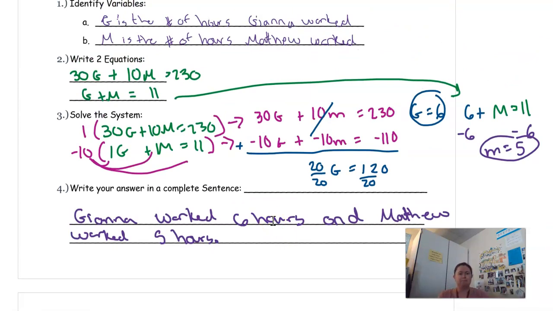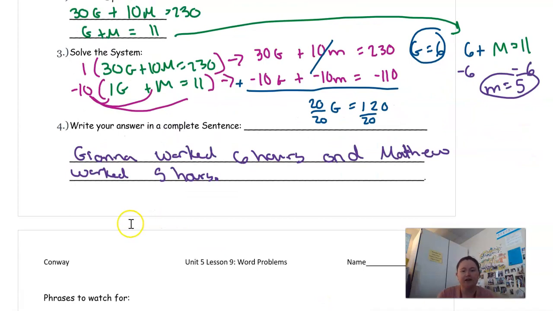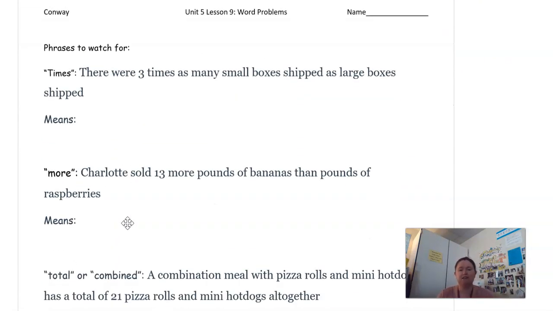Now let's go over some common phrases you might see as part of word problems in general that can cause confusion. And so just how do we turn these into equations?